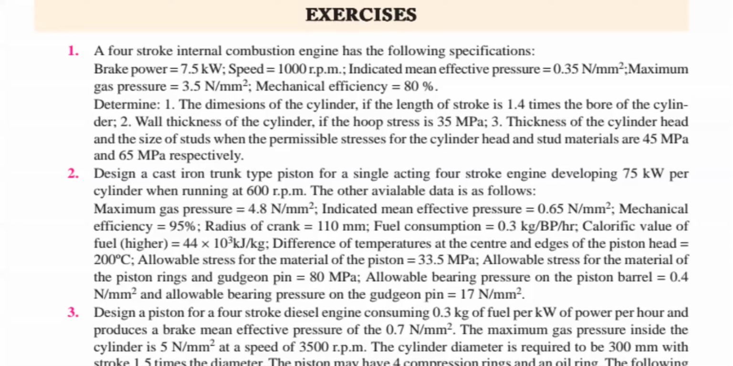That means you try to find out the indicated power. Brake power is given, mechanical efficiency is given, so you try to find out the indicated power, and please equate that indicated power value into the p l a n by 60 formula you are having. Same procedure that we followed in your previous problem. Please follow those steps, the second, third and fourth steps, right? So it is very easy, Amma.